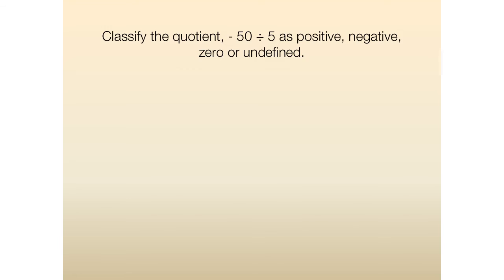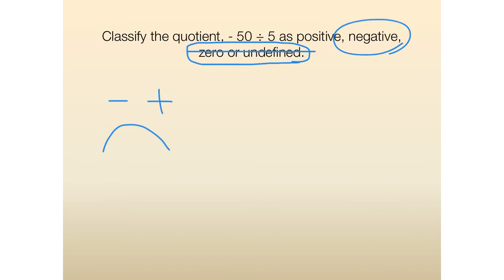Classify the quotient negative 50 divided by 5 as positive, negative, 0, or undefined. 0 and undefined will only be an option if 0 is one of the parts of the division problem. It is not in here, so we're not going to use either of them. But what we have is a negative divided by a positive, and that will be a negative answer.